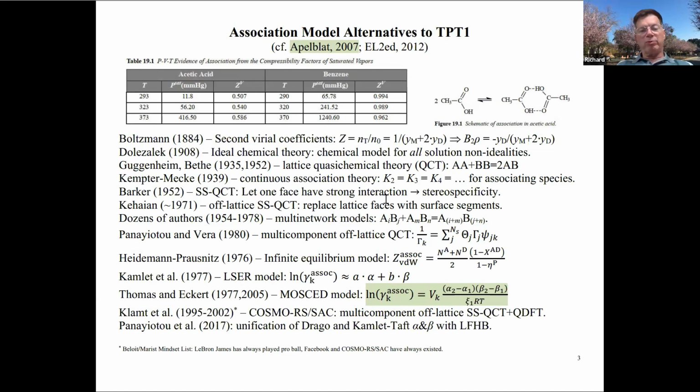There's this article by Appelblad in 2007, and he goes through history, even going back to Boltzmann in 1884. If I knew this, I forgot it: Boltzmann actually figured out the chemical theory of second virial coefficients long ago. Dolezalek gets a lot of credit for doing that in a lot of the chemical engineering literature. But according to Appelblad, Boltzmann did it first, which is not uncommon. Boltzmann did a lot of things first. So I thought that was really interesting.